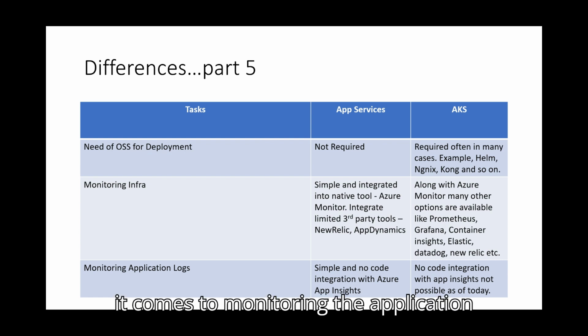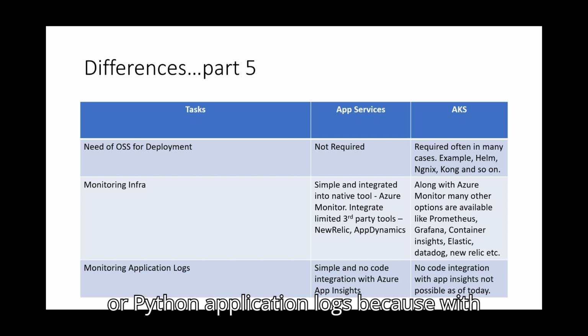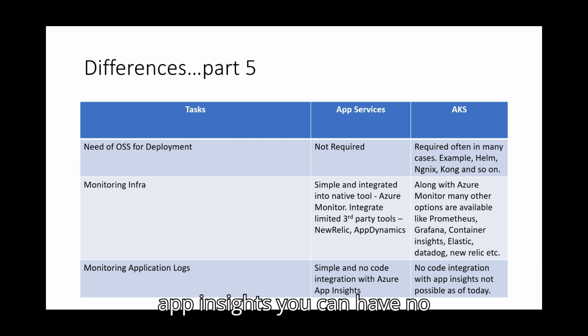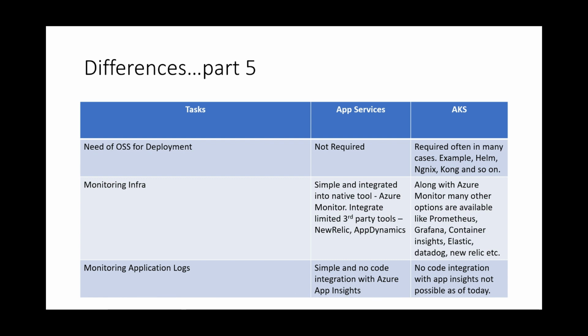When it comes to monitoring the application logs, it is very simple for app services. You do not need to write any code for, let's say, Java or .NET or Python application logs, because with App Insights, you can have no code integration for the application monitoring. But no code integration for AKS is not available today, and you will have to write code in your application to capture the application logs.